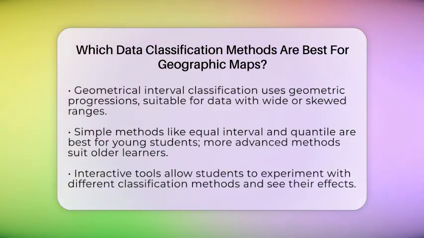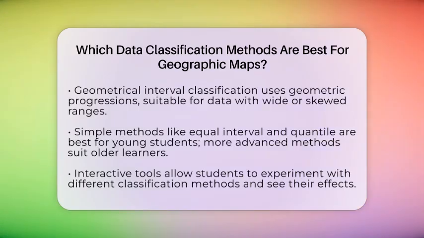Geometrical interval classification creates classes using geometric progressions. It balances middle range values with extremes, making it good for data with wide ranges or skewed distributions. For example, population data that varies greatly between urban and rural areas can benefit from this method.